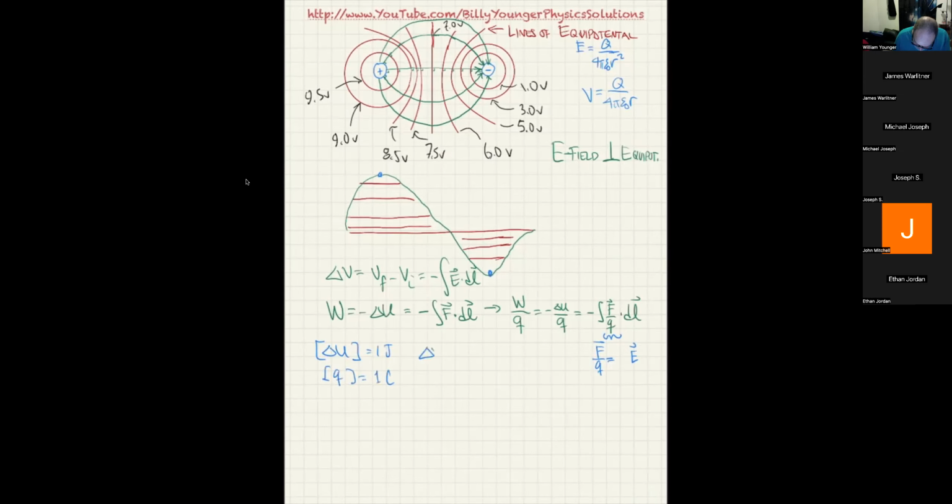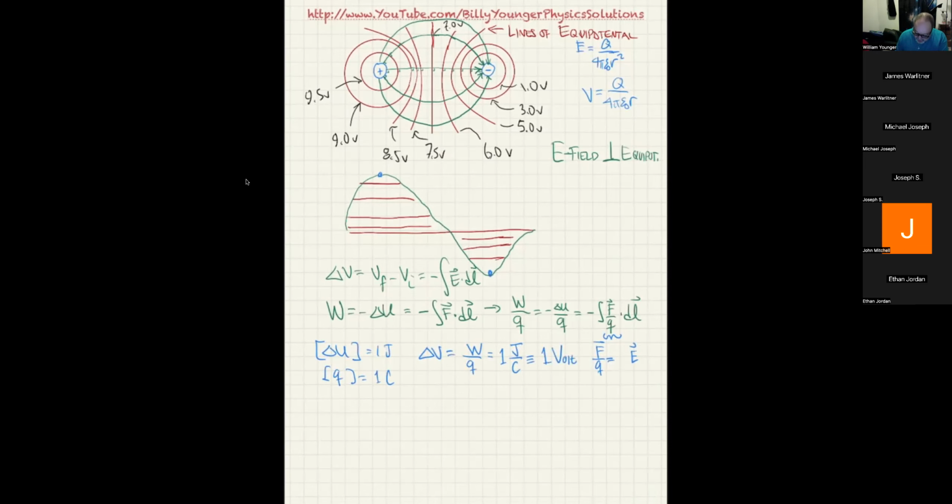Therefore, the delta V, which is really the work divided by Q, actually has to have units of 1 joule per coulomb, which is defined to be 1 volt. Okay, so that's what a volt is.